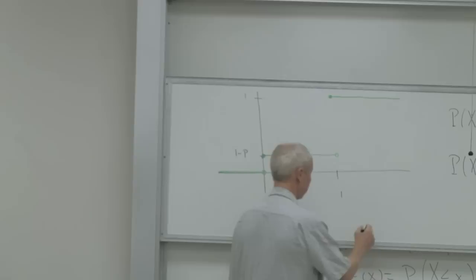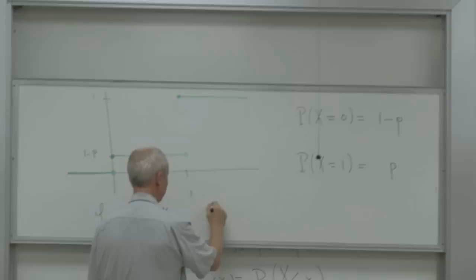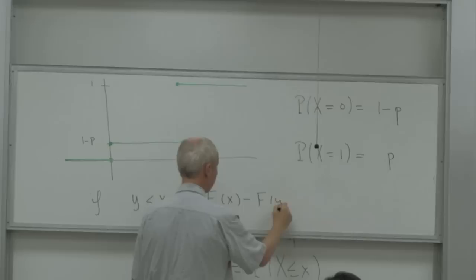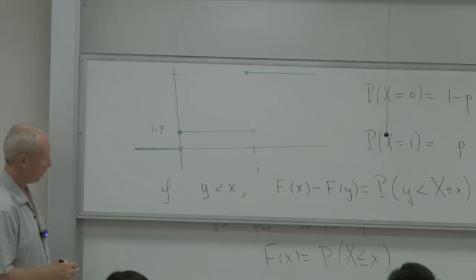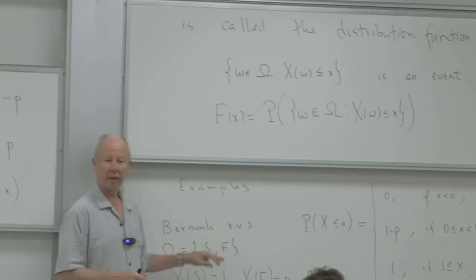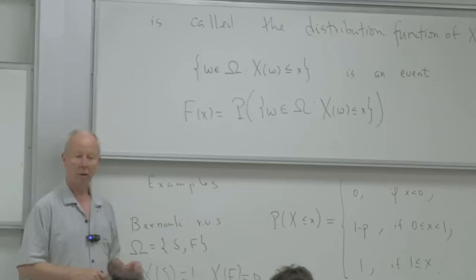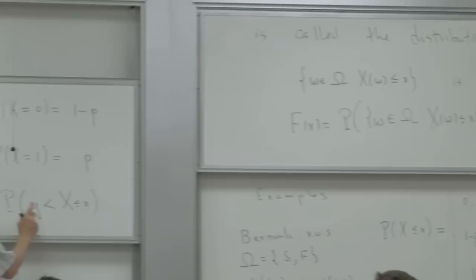If you look at this function here, and you have y less than x, then f of x minus f of y would be the probability that little y is strictly less than capital X is less than or equal to little x. Okay. So x is a function on this two-point space. How many values can x take on if it's a function? How many values can it take on at s? Only 1, and at f only 1. So x can only have two values. And what could those two values be?